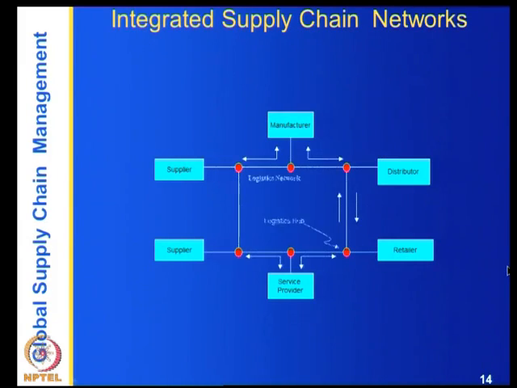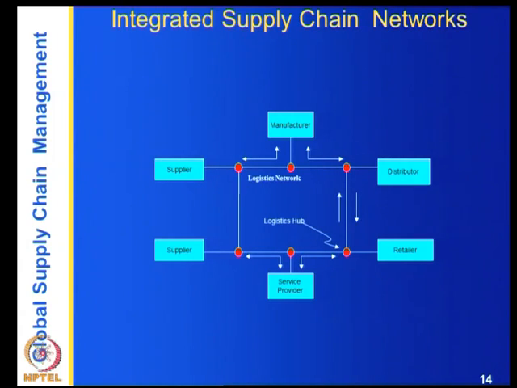And the next thing that happens is, because the goods need to move from one player to the other, in other words, from suppliers to the manufacturers, and manufacturers to the distributors, distributors to the retailers, and also to the service providers, and so on. So it is important you have a network, and this network is called the logistics network.